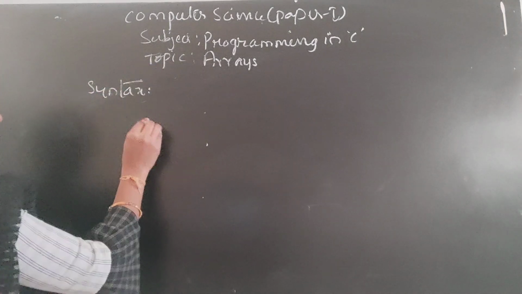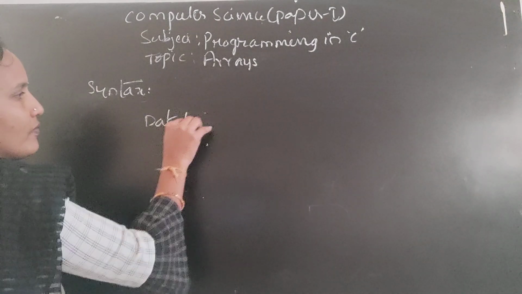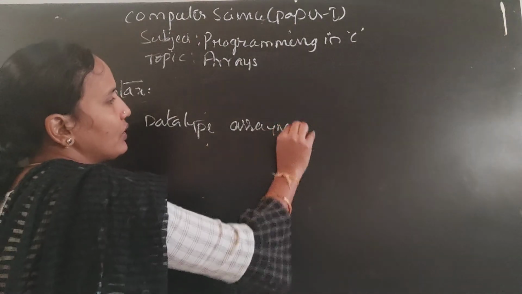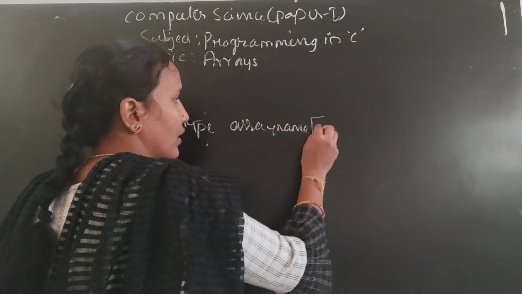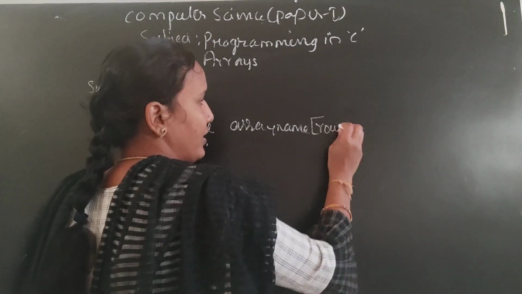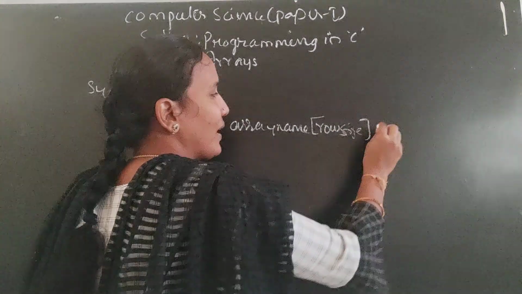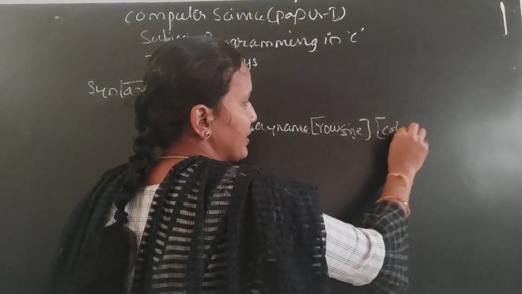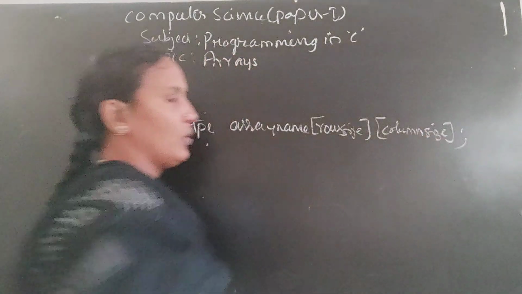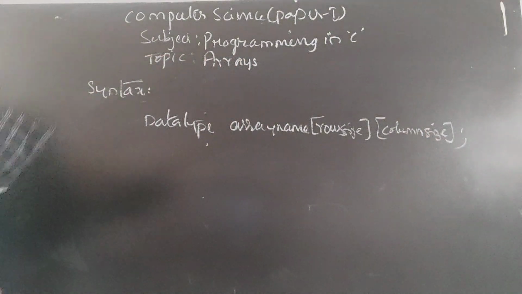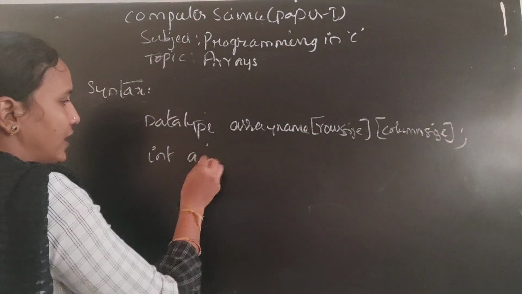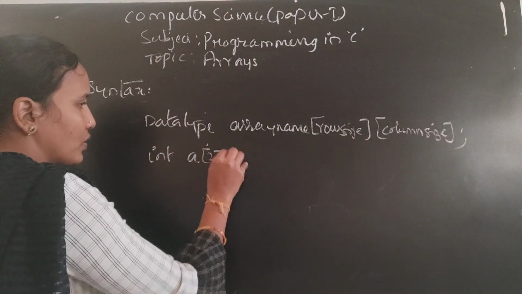Syntax, same. Data type, array name. It is similar to the 1 dimensional array. One subscript is for the row size, and one subscript is for the column size. Okay, so here I am declaring one 2 dimensional array: int a, 2 rows, 2 columns.